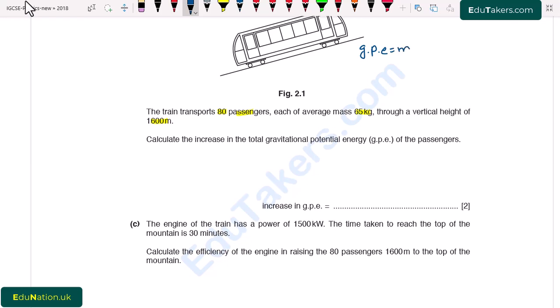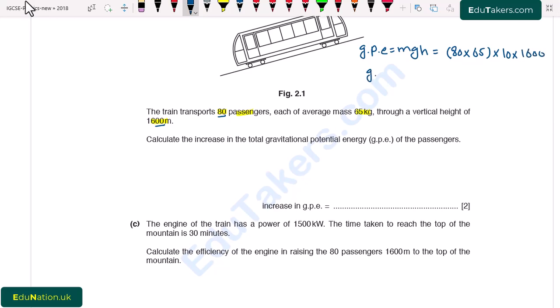It is equal to mgh, where m is the mass. So in the train there are total 80 passengers. Each of them has mass 65 kg. So the total mass will be the product of 80 and 65. I write here 80 multiplied by 65, that is the total mass, and the value of g is 10 and height is given 1600 meter.